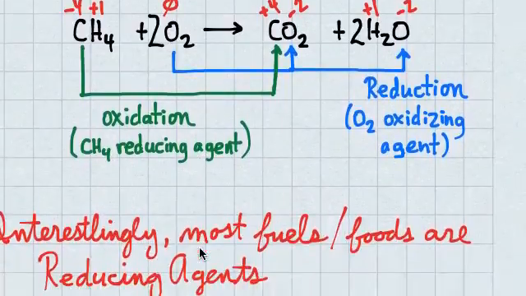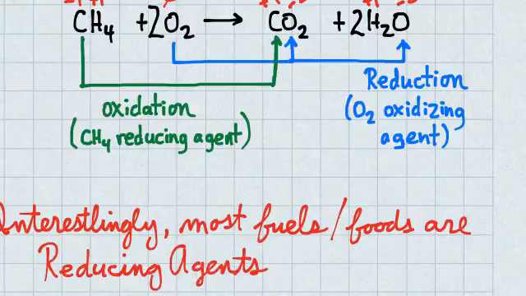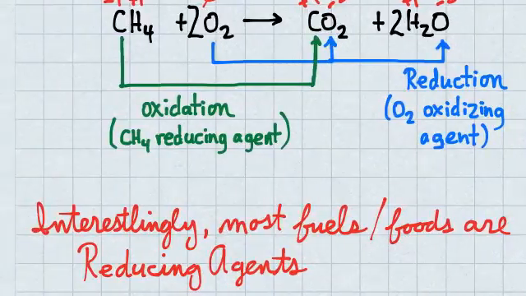Here's something else to remember if you can. Fuels and foods are good reducing agents. They love to give up their electrons to become burned or become oxidized. Yeah, we'll say it that way. Something to think about.